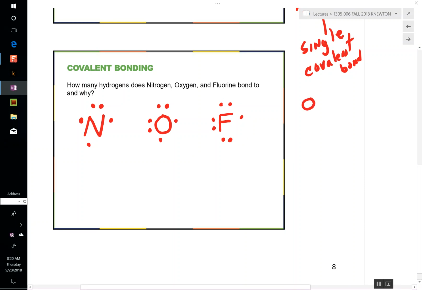Number 2, keep in mind there's something called the octet rule. Each one of these elements wants to be like what? The nearest noble gas. Which is? Neon. Which has how many? 8. So neon looks like this.